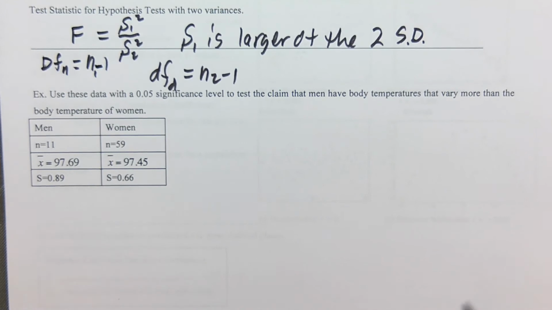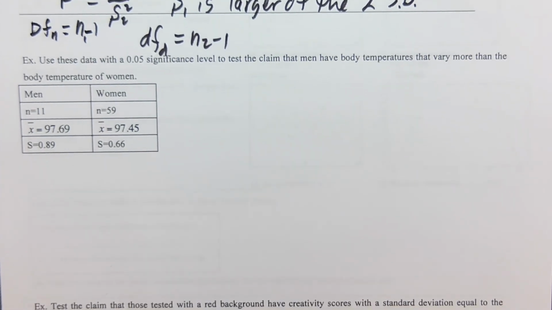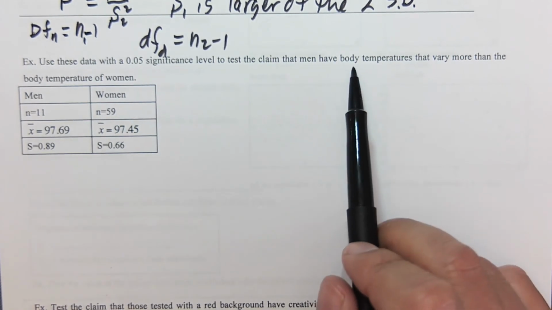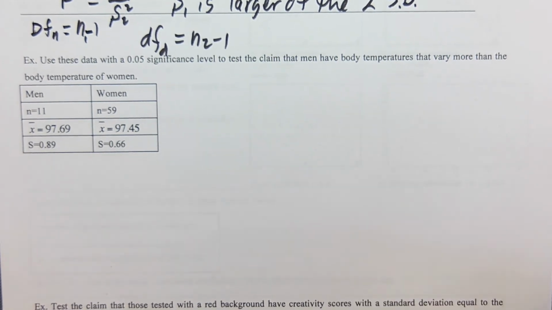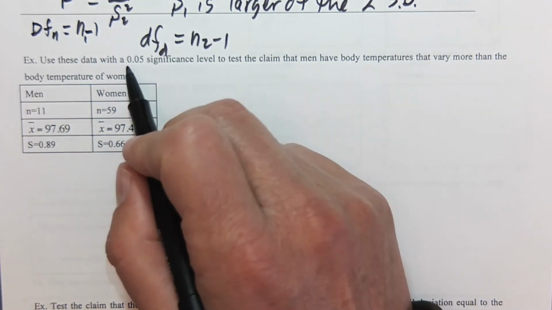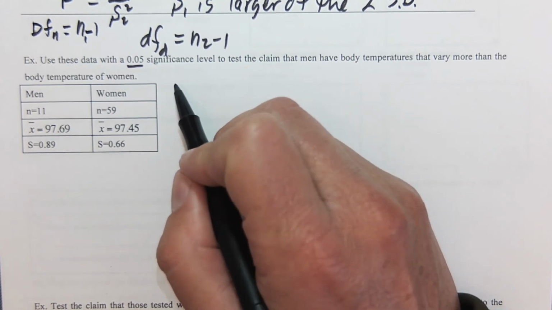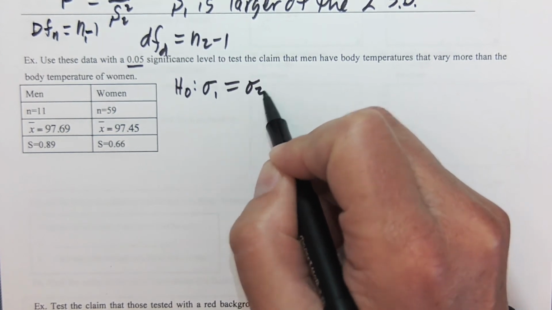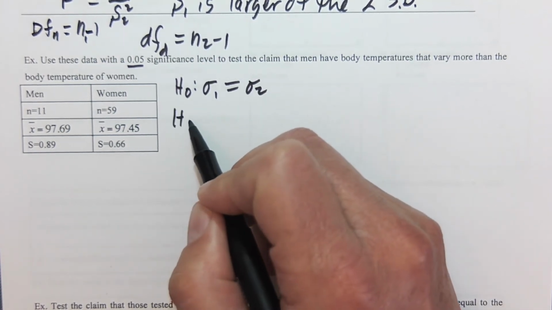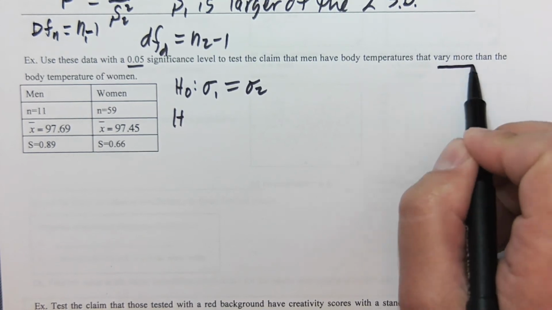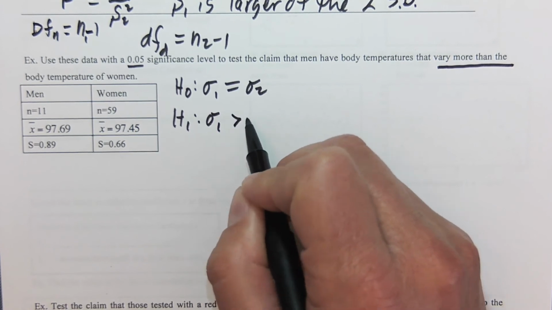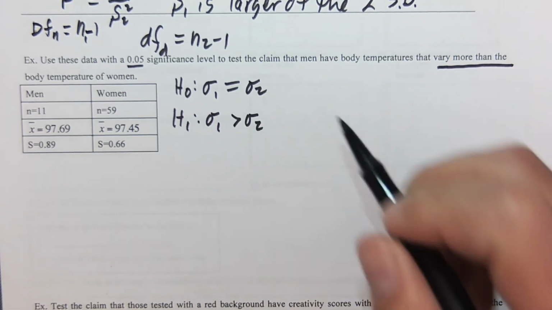And we are going to move on to our example here. We're going to use this data to determine the difference in standard deviations between body temperatures between men and women. And here we have the information. Now, they give us a 0.05 significance level. Let's write our null hypothesis. Once again, we're going to assume that all things are equal. And the question actually says that it varies more than, so this means sigma sub 1 is bigger than sigma sub 2. Again, which will make this right-tailed.